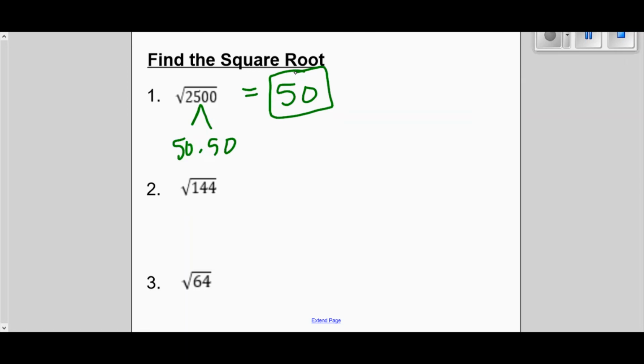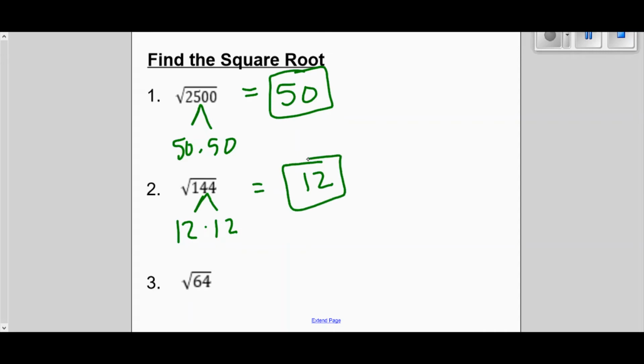The square root of 144. So you want to try to break 144 up into some number times itself. So this would be 12 times 12. So your answer here would be 12.